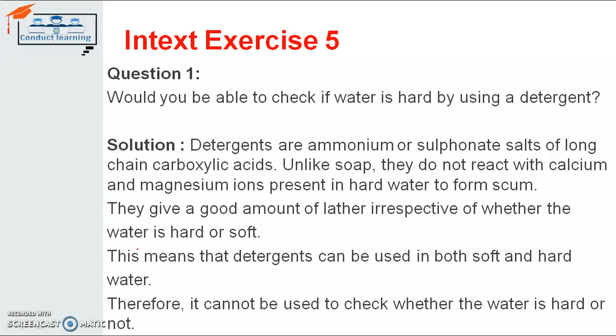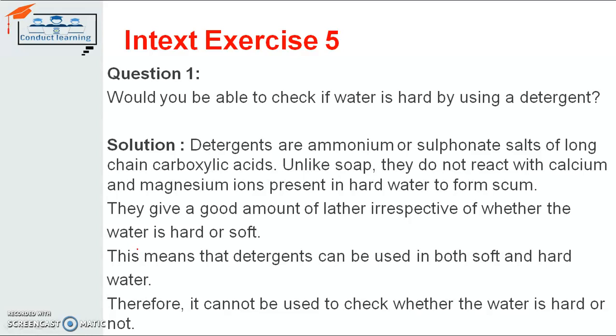Would you be able to check if water is hard by using detergent? Yes, we can check if water is hard or not. Detergent contains the ammonium or sulfate salt of a long chain carboxylic acid, that is COOH, that is, the long chain of carboxylic acid salts, ammonium and sulfonate.